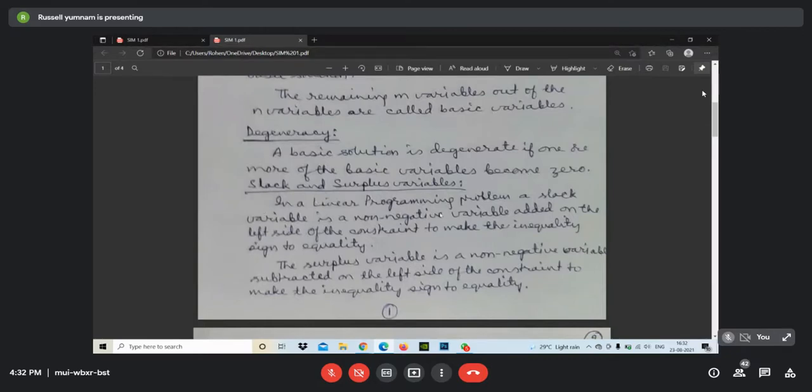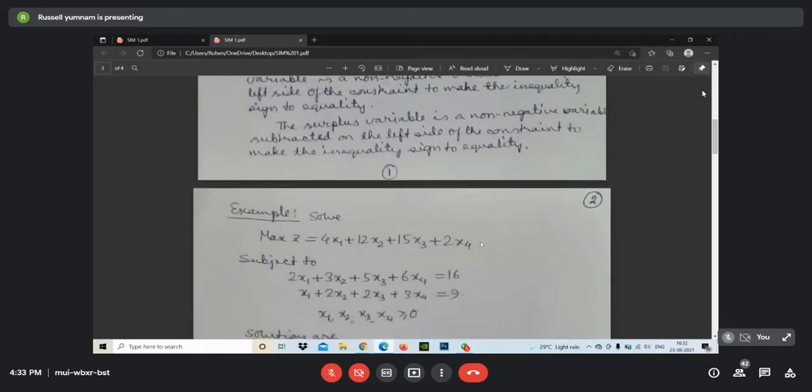Regarding the slack and surplus variables, I think it is better to explain later on, not at this moment, because we are not starting with the actual linear programming problem.